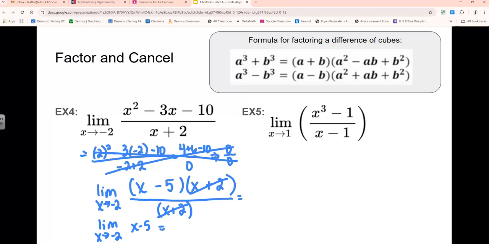And now I can do direct substitution very easily right here, right? -2 minus 5. Notice here is the first time I dropped my limit notation. I don't have limit notation whenever I plug in that -2 for my x, and then I get -7 for that. Okay? Yep, so -7 is my limit.